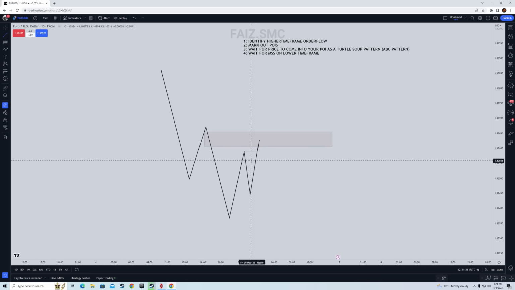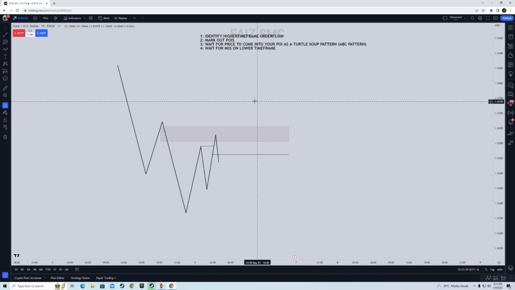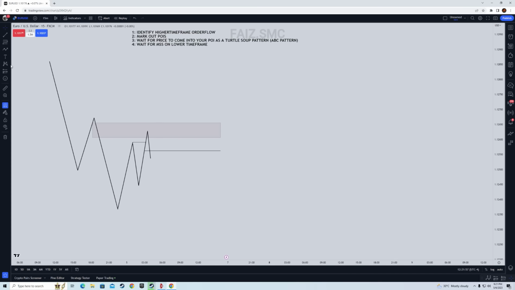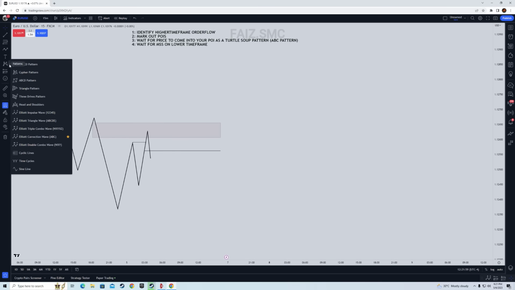You look at the C leg, you mark out the structure on the C leg that is below the A leg high, and that is going to be somewhere around here. Okay, let's say there's a low right here. You wait for price to break this structure with a fair value gap. Okay, so what is a fair value gap? It is a fair value gap that is created before market structure shift. There is a misconception. There are two types of fair value gaps. One is inefficiency, okay, and the other is fair value gap.